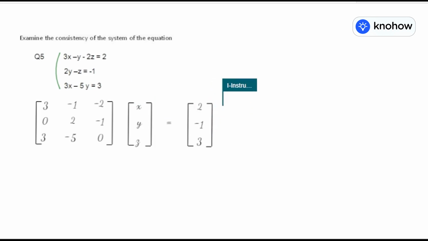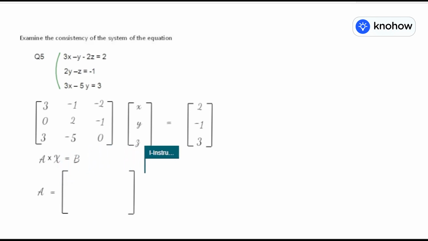Symbolically, let us write it as A, the coefficient matrix, into X, the variable matrix, equal to B. I am writing B for the constant matrix. And now to check, the first thing is to find the value of determinant A. What is A? A we are denoting the coefficient matrix, which happens to be 3, minus 1, minus 2, 0, 2, minus 1, and 3, minus 5, 0. Let us work out the value of determinant A.